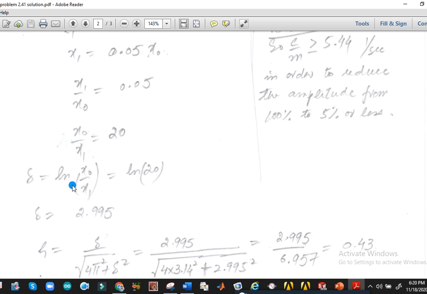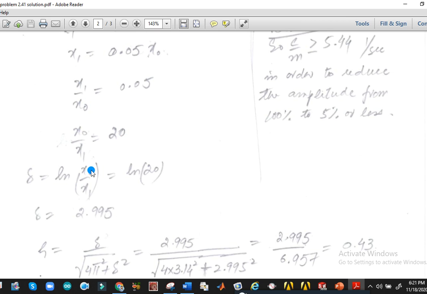So what was the formula? Taking natural log of two successive amplitudes, that means we need to find s naught over x1. What is given? Given is x1 over s naught, that is 0.05. While in case of logarithmic decrement we should have the ratio of the previous amplitude to the next amplitude. So this is the previous amplitude, this is the next amplitude when we inverse it, and finally we have s naught over s1 is equal to 1 divided by 0.05, that is equal to 20. So the ratio of initial amplitude to final amplitude is 20.